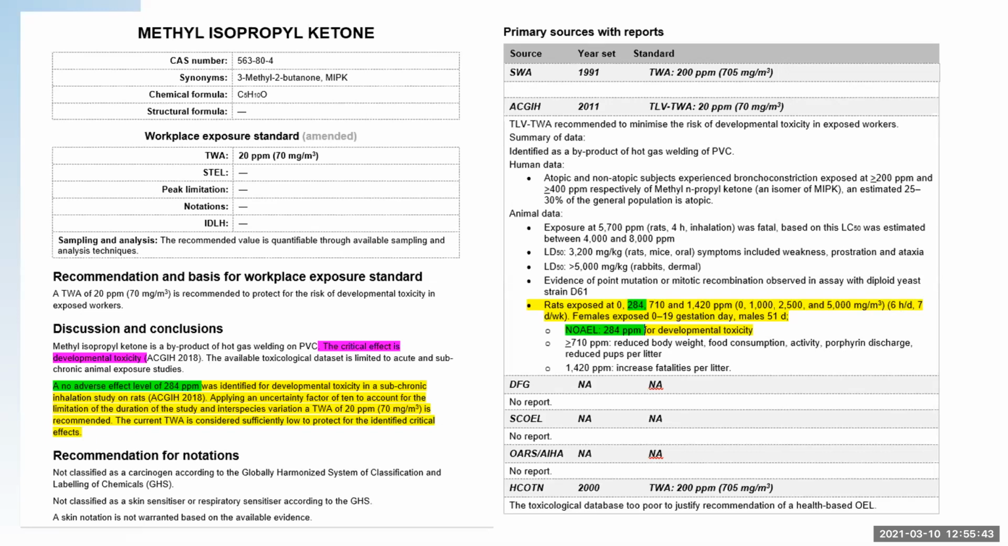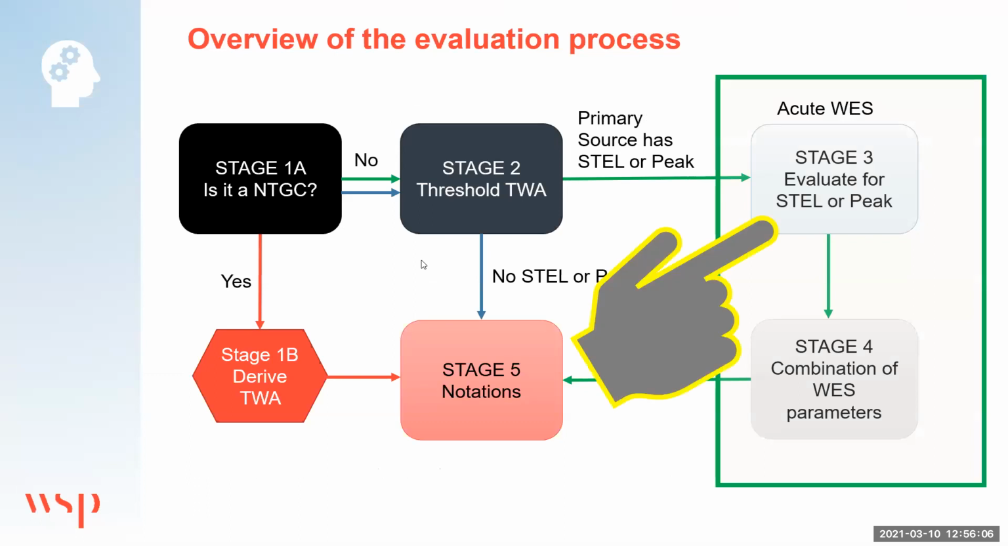Because it was a developmental study, the females were exposed for the first 19 days of gestation, and the males for 51 days. Oh, I've just noticed the time. I'm getting behind time. We applied the uncertainty factor and came up with that number. Okay, I'll move through to the STELs or peaks.